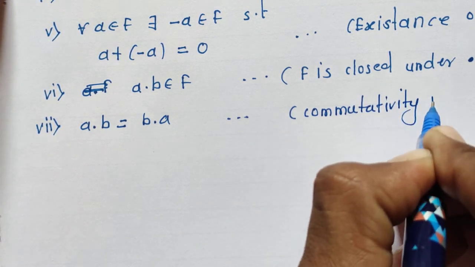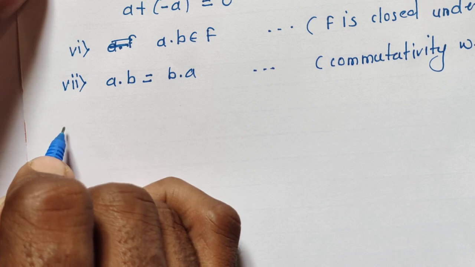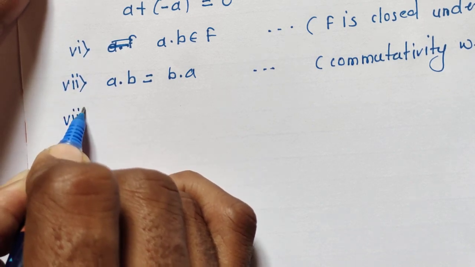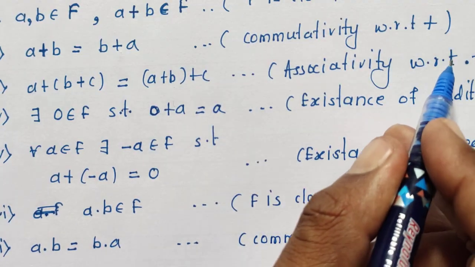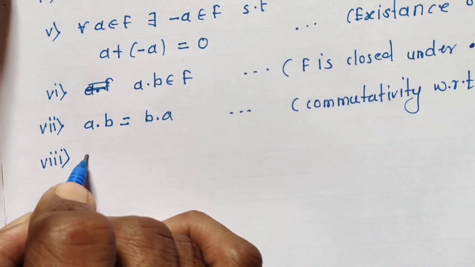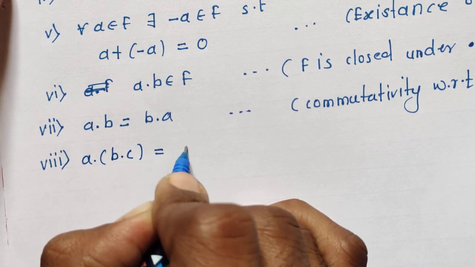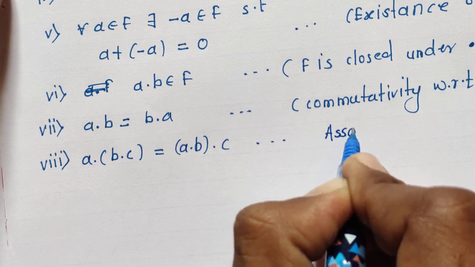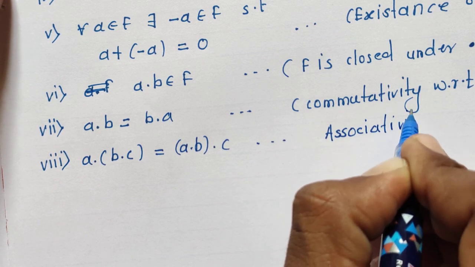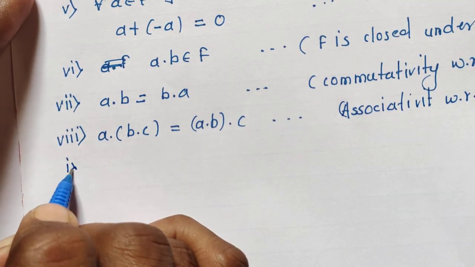Commutativity with respect to multiplication. Now the eighth property is a similar property to this one. This was our associativity with respect to addition, and now the eighth property is associativity with respect to multiplication. A dot B dot C is equal to A dot B dot C. This is the associative property, or associativity with respect to multiplication.